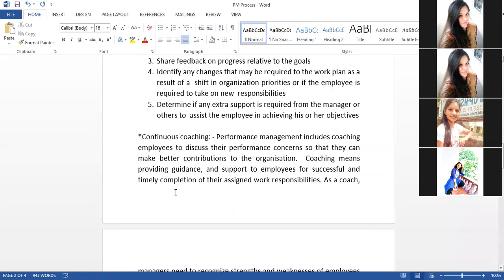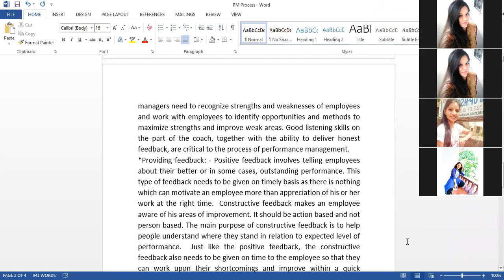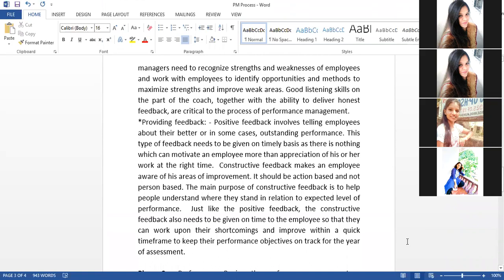All right, continuous coaching. Performance management includes coaching employees to discuss their performance concerns so that they can make better contributions to the organization. Coaching means providing guidance and support to employees for a successful and timely completion of their assigned work responsibilities. As a coach, managers need to recognize strengths and weaknesses of employees and work with employees to identify opportunities and methods to maximize strengths and improve weak areas. Good listening skills on the part of the coach, together with the ability to deliver honest feedback, are critical to the process of performance management.